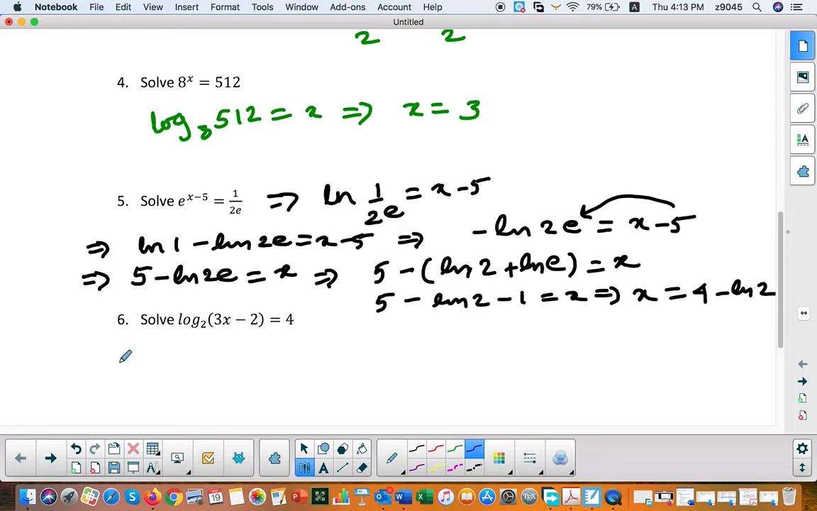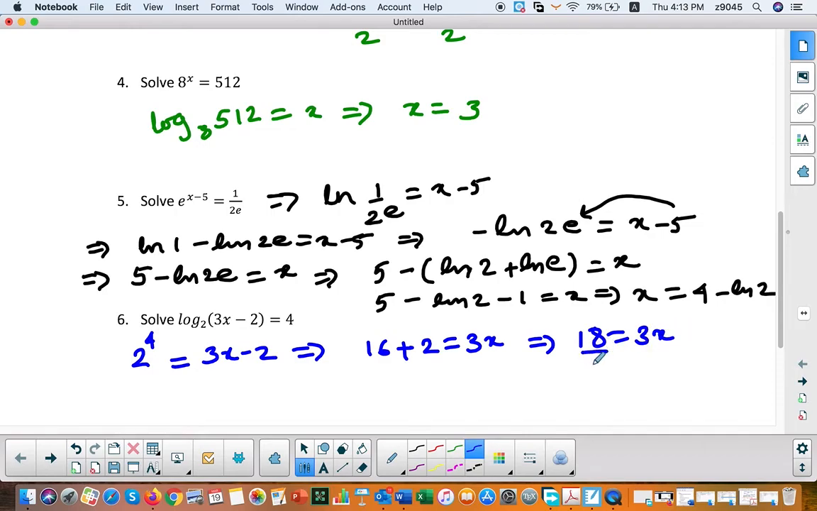Now let's look at this one. Again, because it's a log function, we need to get the value of x. So I'm going to convert the log function into exponential form. 2 to the power 4 equals 3x minus 2. 2 to the power 4 is 16. 16 plus 2 gives me 3x. This means 18 equals 3x. Dividing by 3, the value of x equals 6, and that is the solution for the given question.